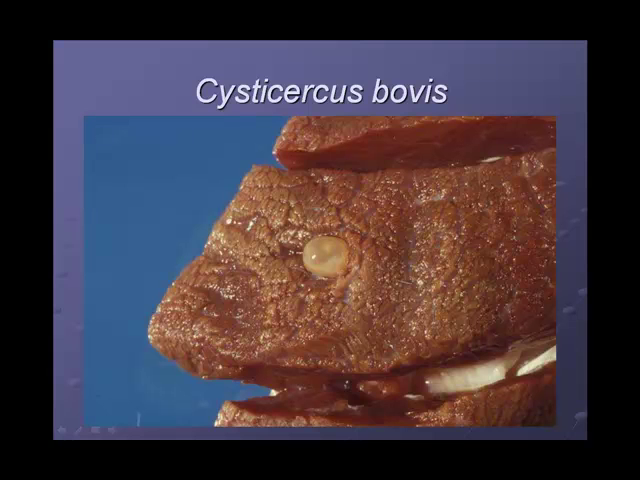So this is a picture of a beef measle. This is why it's called a beef measle or measly beef, because it's not the cow that looks like she has a rash, it's the meat that has the bumps. And so this is a viable cyst in the presence of a muscle.